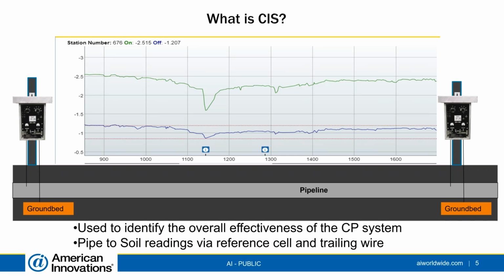So what is CIS? This should be pretty commonly known, but it basically gives you an overall health of your CP system along the entire pipeline. You're looking for low spots, any anomalies, odd behavior. You are using a trailing wire, so this is a pipe to soil along the line, minus your IR error.